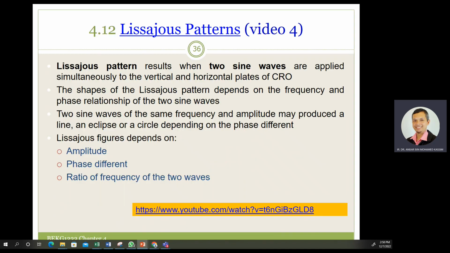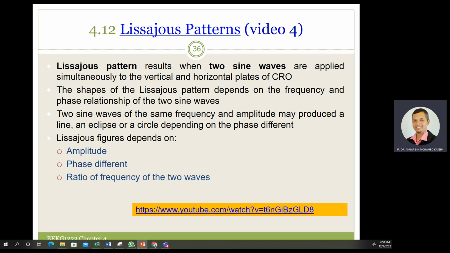Okay, next we can go for the Lissajous patterns, where Lissajous patterns appear when two sine waves are applied simultaneously to the vertical and the horizontal plates of the CRO. The shapes of the Lissajous patterns depend on the frequency and phase relationship of the two sine waves. Two sine waves of the same frequency and amplitude may produce a line, an ellipse, or a circle depending on the phase difference.